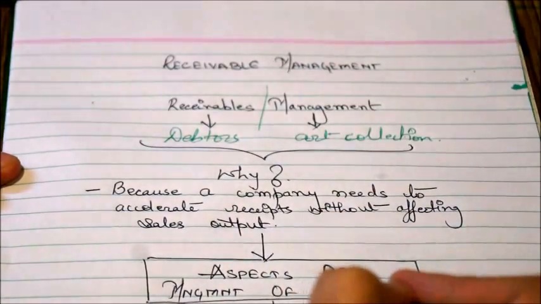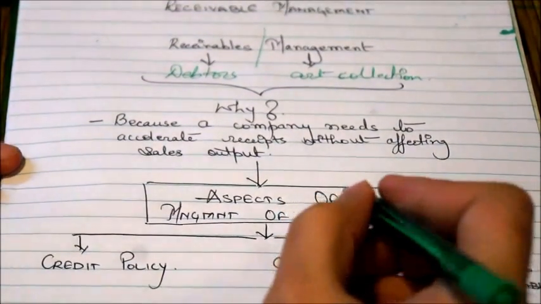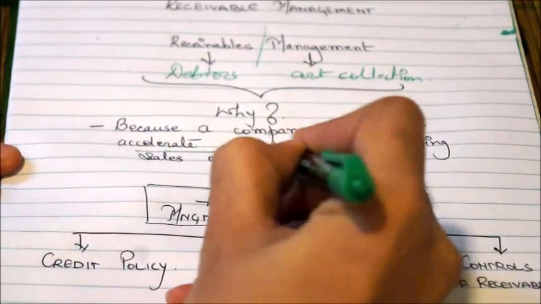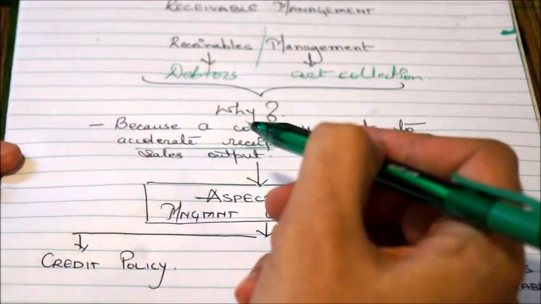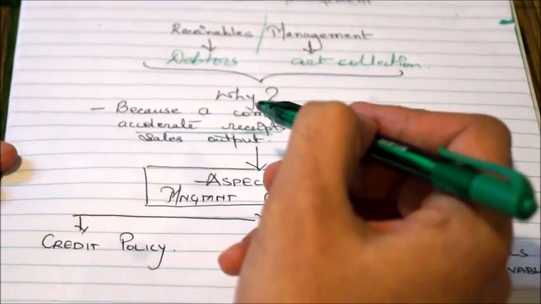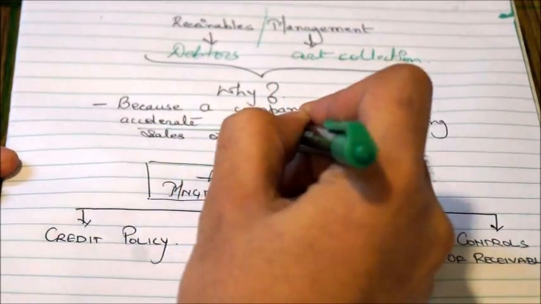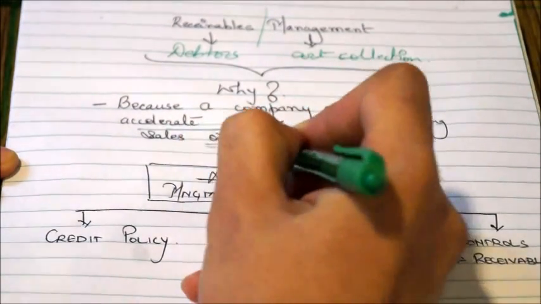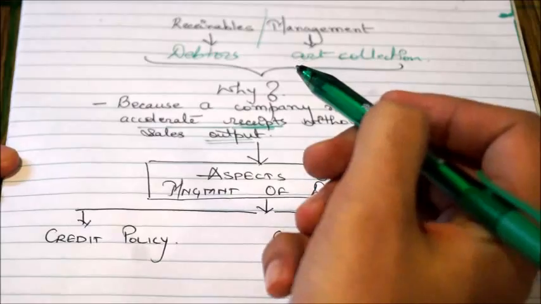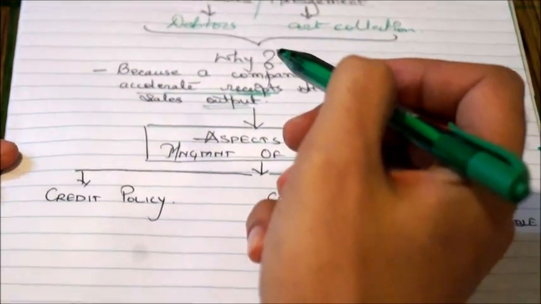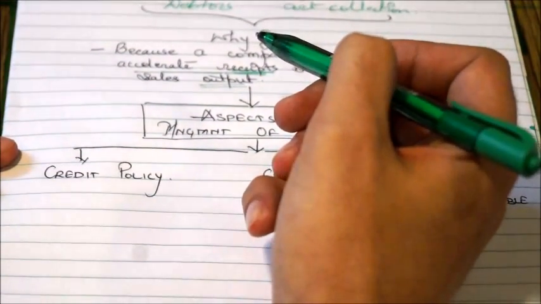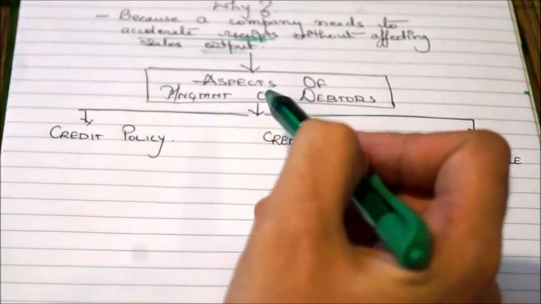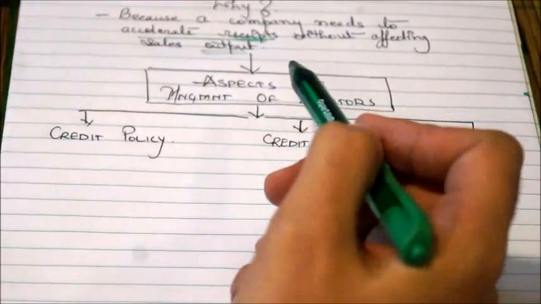Now, why is it so important to learn this art? Because a company needs to accelerate its receipts. It needs the money to come back faster. It wants money to be blocked with the debtors for a very short time, but at the same time it does not want its sales output to get affected by whatever credit policy it sketches. So in order to learn management of debtors better, we will have to learn the aspects of management of debtors.